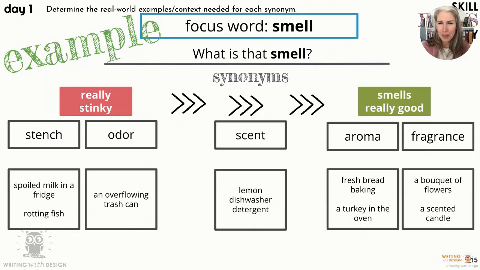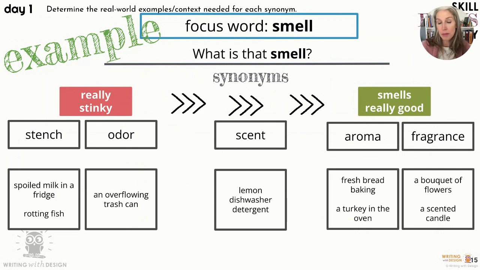An odor is something like an overflowing trash can, where it's just like, oh goodness, we got to take the trash out, right? It stinks, but it's not to the point that we're just absolutely disgusted by it. A scent is something like lemon dishwasher detergent, right? It's got a smell to it, but it's not offensive. It's not something that people are going to say, oh, what is that, right? It's just dishwasher detergent, right? So a scent is more kind of neutral and kind of forgettable even.